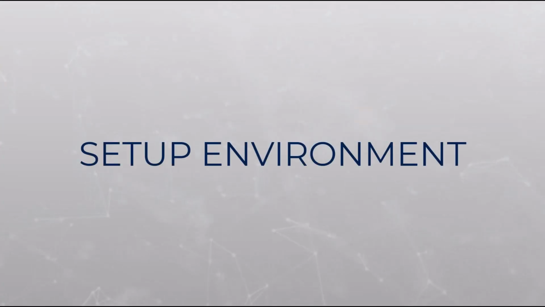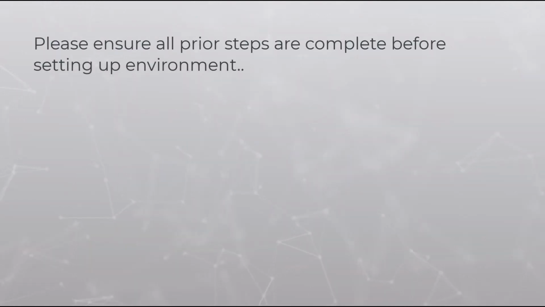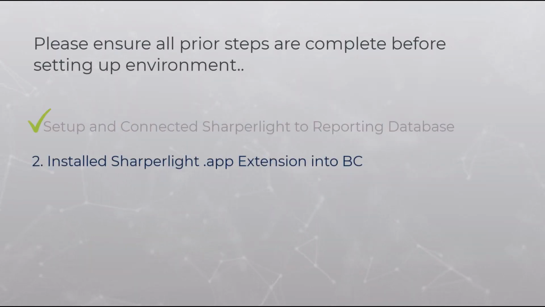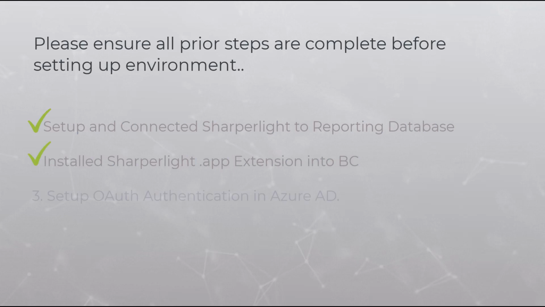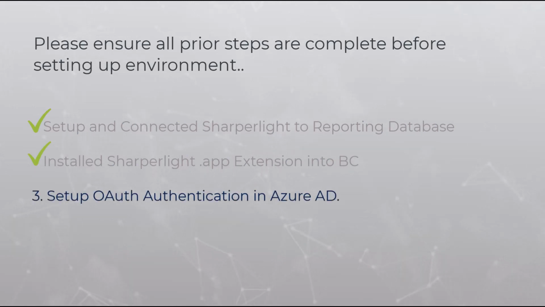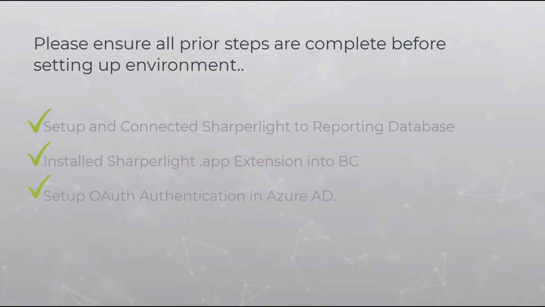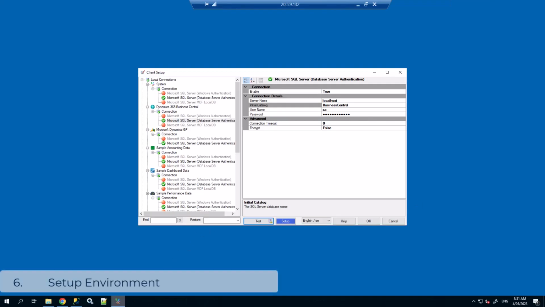It's now time to move on to setting up your environment and connect BC to Sharperlight. Please ensure you have connected the database, installed the Sharperlight app extension in BC, and set up OAuth authentication in Azure Active Directory. Once all three steps are completed, you can move on to the next step. We are now going to move on to the final steps and enter all credentials to synchronize data.